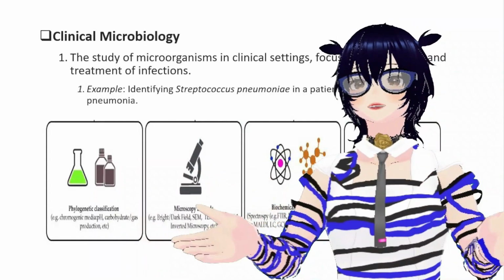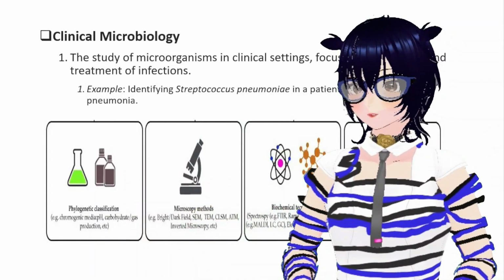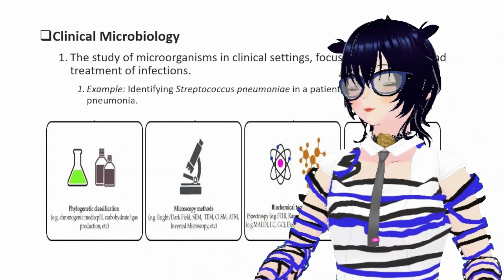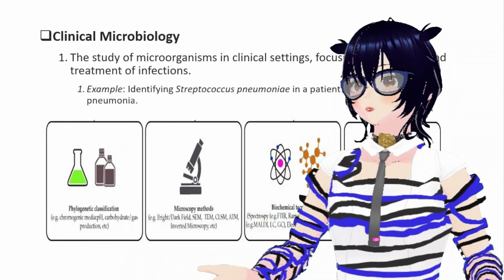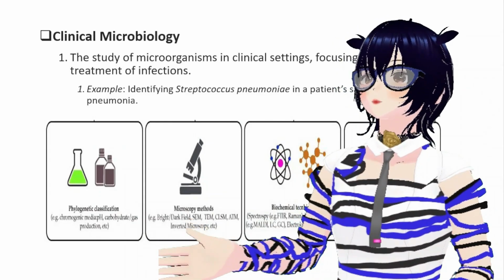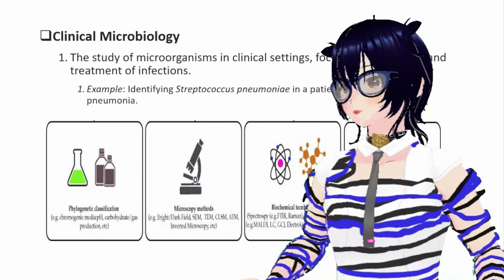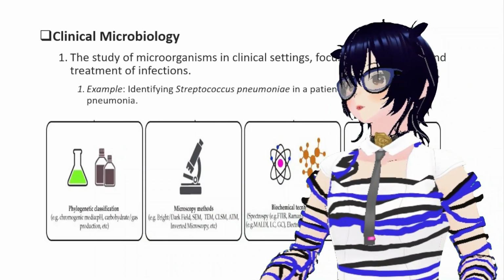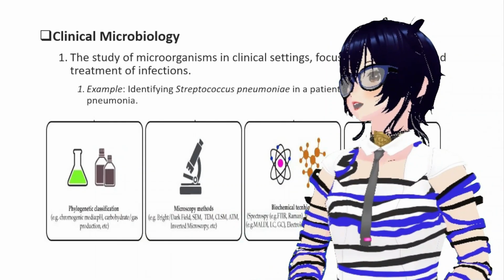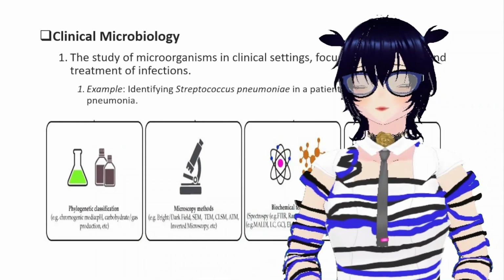Clinical microbiology is the study of microorganisms in a clinical setting, focusing on the diagnosis and treatment of infections. For example, identifying Streptococcus pneumoniae in patient samples to diagnose pneumonia. Actually, we have to study the steps that happen in clinical settings. There are three main levels that we can go through to identify the microorganisms.